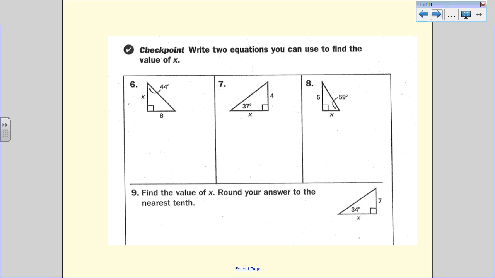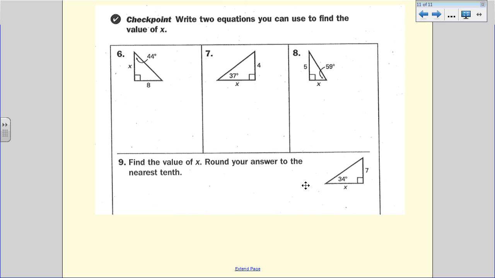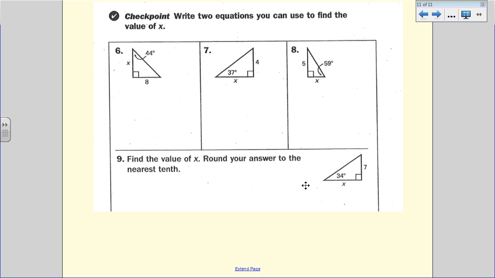All right. So here is what you guys are going to do. We're going to write the two equations we can use to find the value of x. And then number 9. I'm going to do number 6 with you. Okay, so let's take a look. I've got to find my other angle, so I need to do 90 minus 44 degrees, and that should leave me with 46 degrees there. So this angle here is 46 degrees.